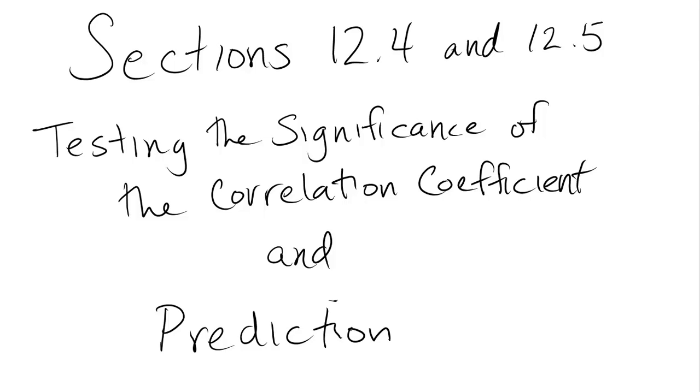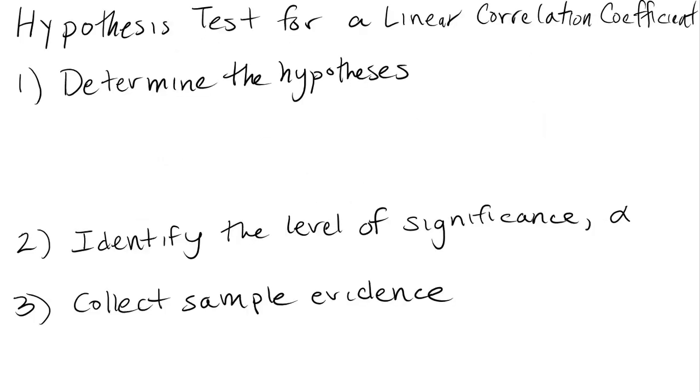We're also going to do some examples of making predictions for the value of one variable based on the value of the other variable in the case where we conclude that there is a linear relationship between the two variables. The 6-step process is the same one that we've used in the past, but some of the steps are going to seem a little bit different because we're not testing a mean or a proportion. Instead, we're testing a correlation coefficient.